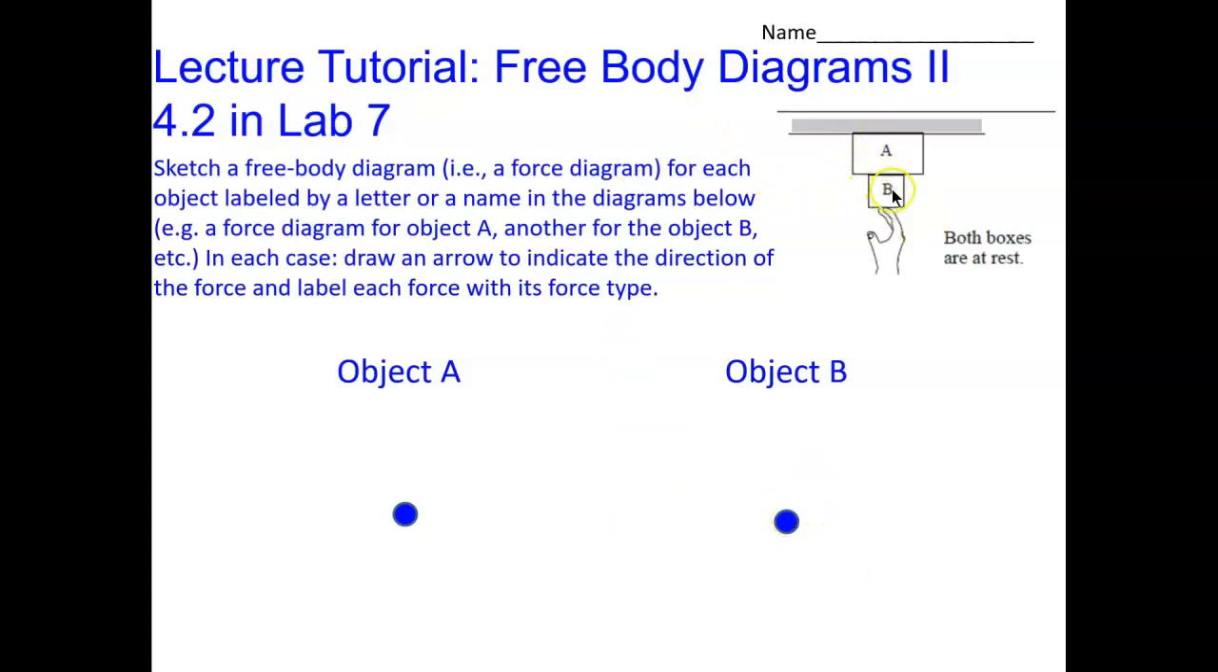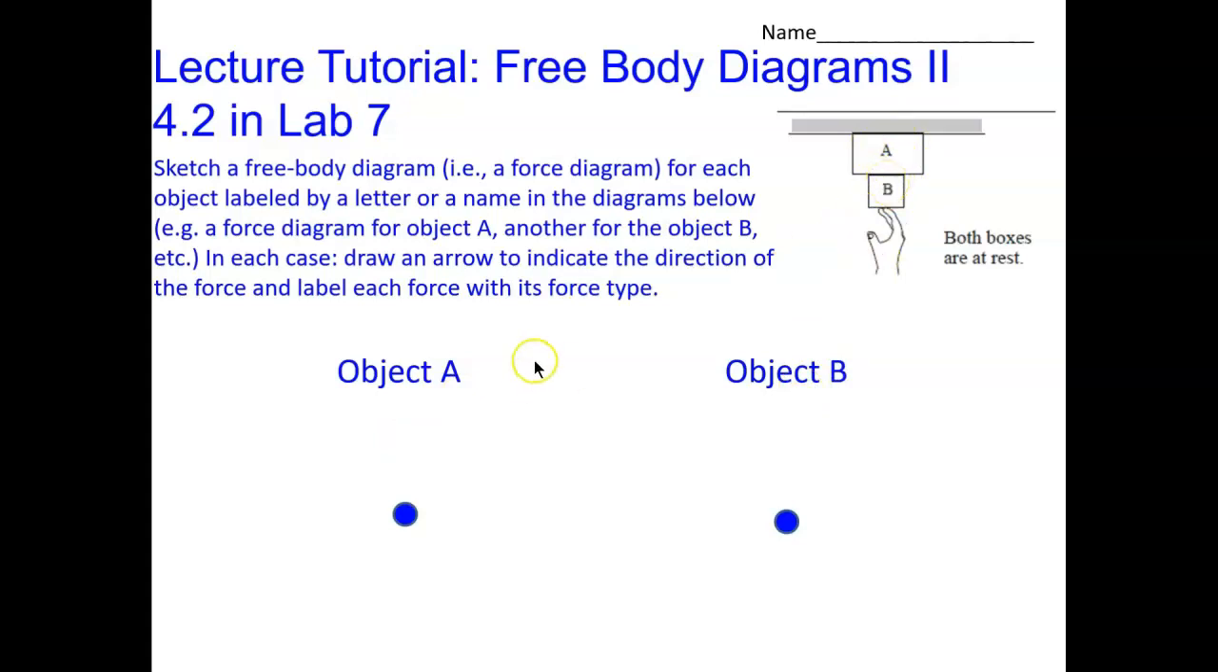Object B also has weight, and also what is physically touching it. So this may help you out. Object A has a weight vector. It's touching object B, and it's also touching the ceiling. Object B has a weight vector, but a hand is touching it, pushing up on it, and object A is pushing down on it. So object A has object B touching it, and object B has object A touching it, and they're in opposite directions.